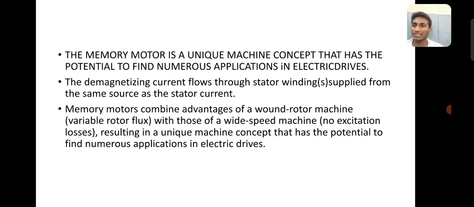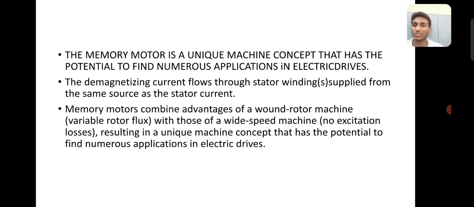The demagnetization current flows through the stator winding supplied from the same source as the stator current. Here the stator winding is a three-phase winding. Memory motors combine advantages of the wound rotor machine, which is also known as variable rotor flux, with those of a wide speed machine, meaning no excitation losses, and it results in a unique machine concept that has the potential to find numerous applications in electric drives.